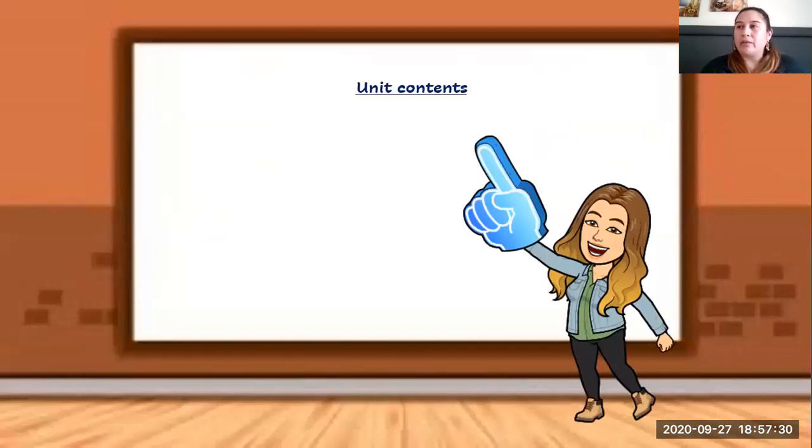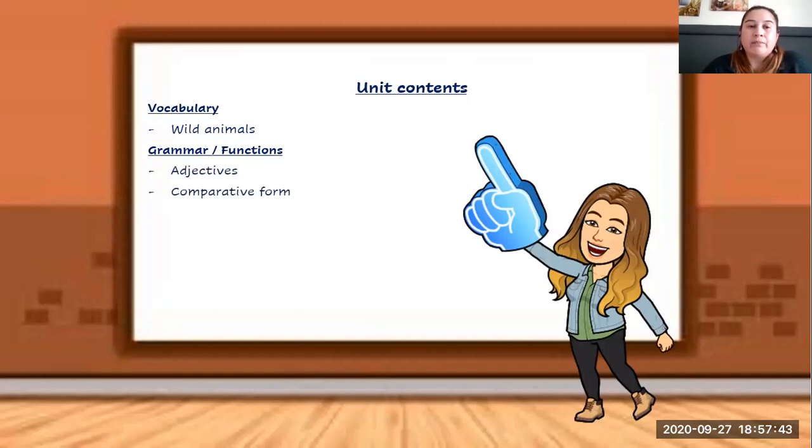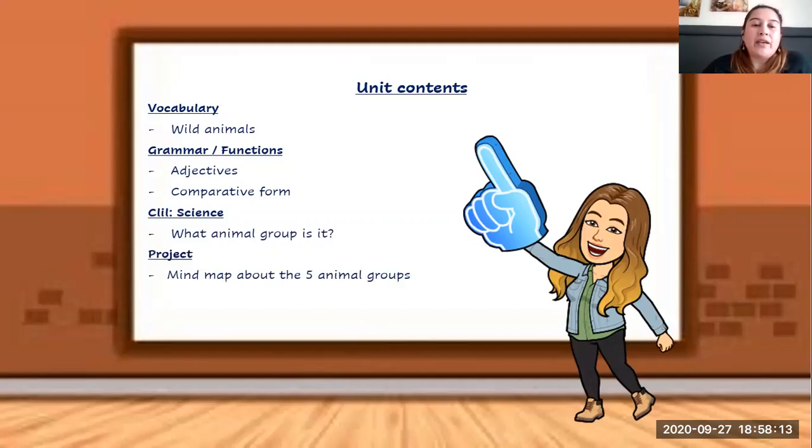The unit contents are the following. Vocabulary about wild animals, grammar and functions, adjectives and the comparative form of these adjectives, and our CLIL, when we work with a different subject. We are going to study science this time. For example, we're going to talk about what animal group it is, like mammals, aquatic animals, etc. And our project is going to be about the five groups of animals and our tongue twister with the sound FR.